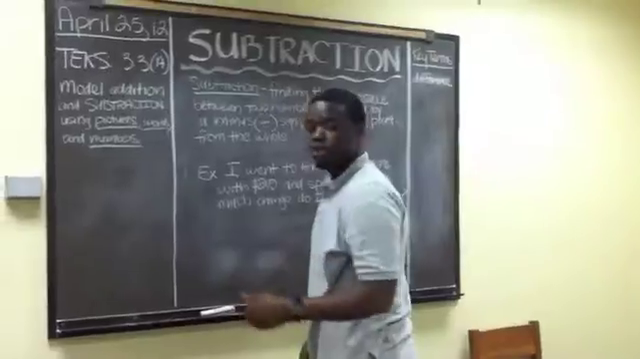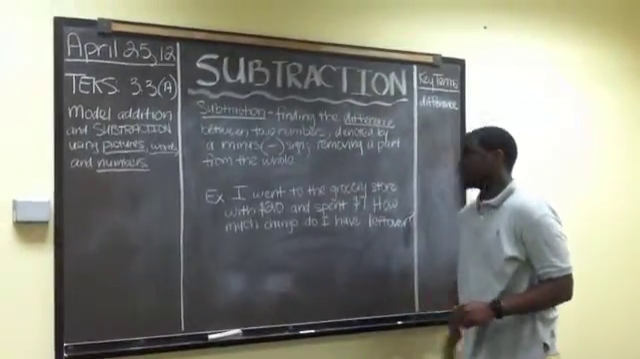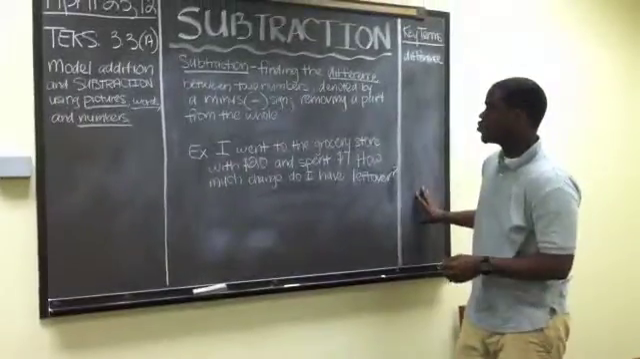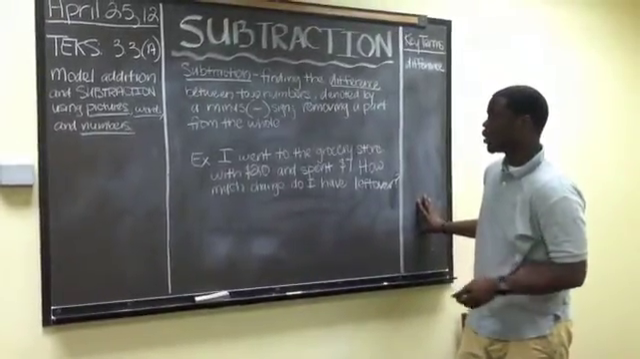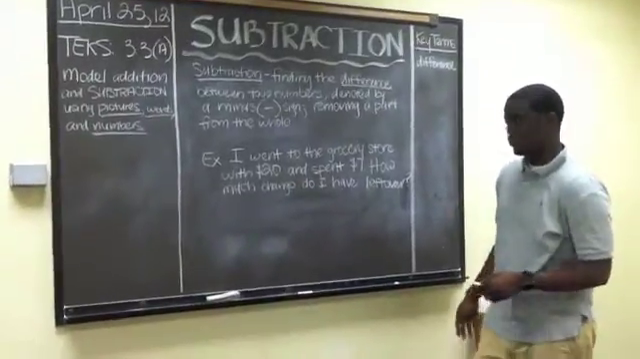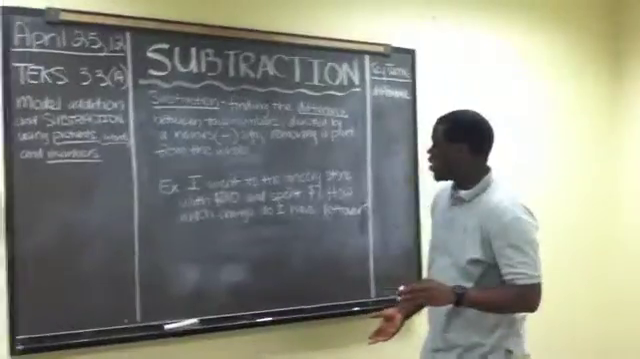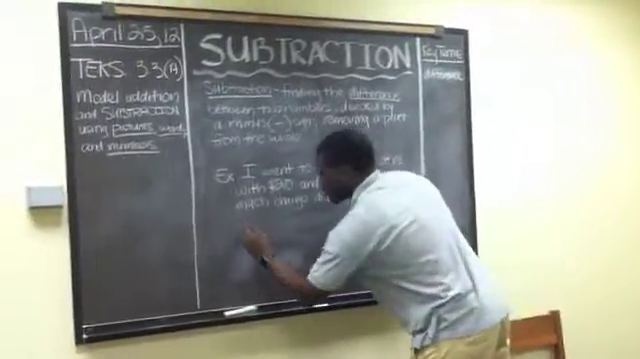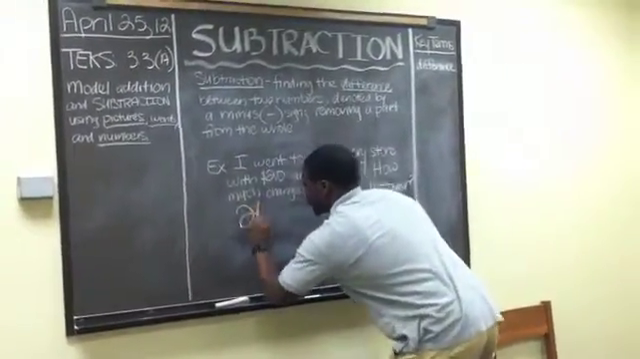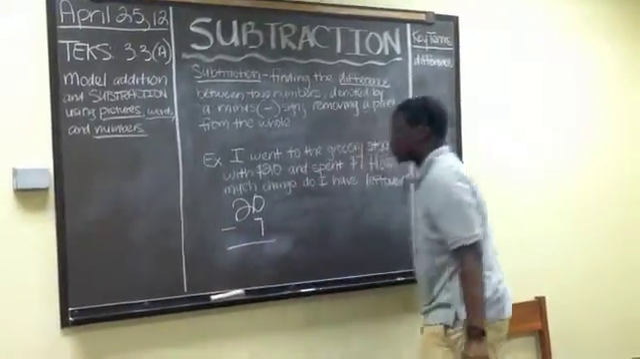Okay. Next, I'm going to show you an example problem that you might see when dealing with subtraction. It says, I went to the grocery store with $20 and spent $7. How much change do I have left over? Okay. Most people might write it out simply, 20 minus 7, and work out the problem.